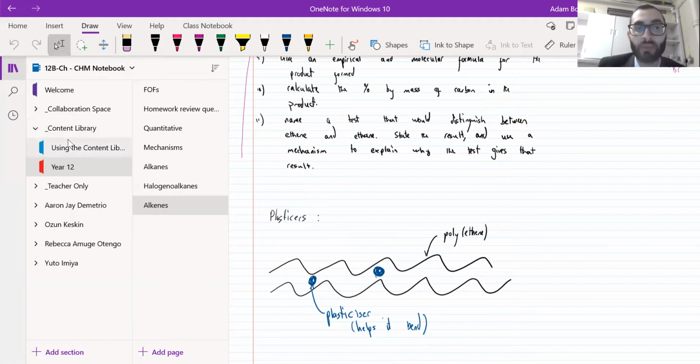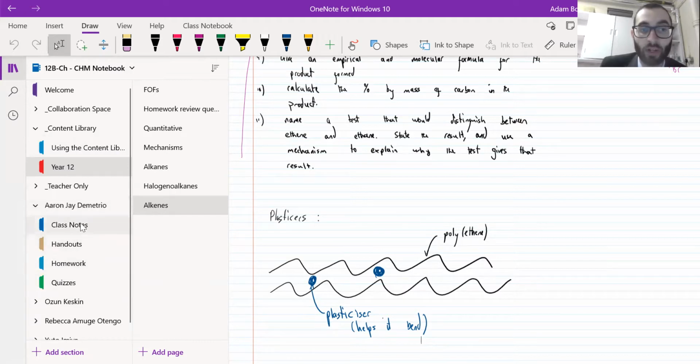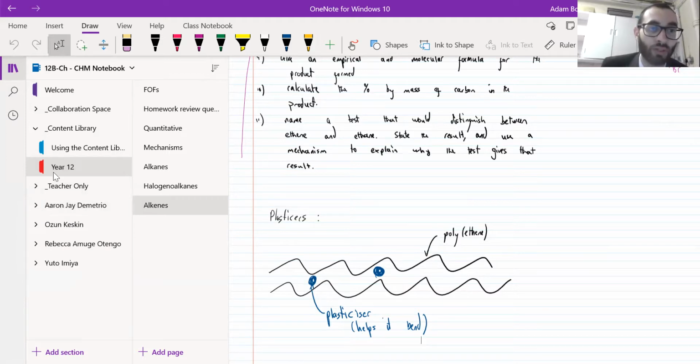There are bits and pieces that we can do together. In the collaboration space, they can write their own stuff, and in their own areas here, they can write their own notes and things. We tend not to use that now, but we used it a lot during lockdown. If I ask students to draw something, they just draw it in here and I'll be able to see it immediately. But for now, we just use the content library.